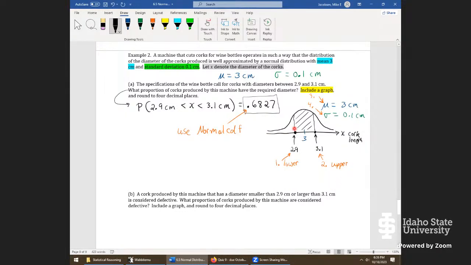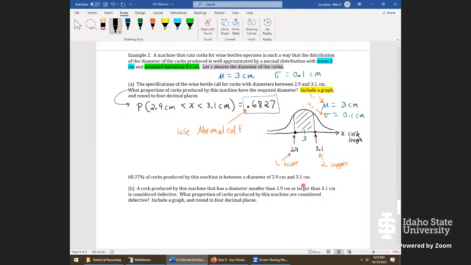I would probably go about like this. And this is pretty much where chapter 5 is helping us out because it's identical to chapter 5. Start right here and we'll say 68.27% of corks produced by this machine. The reason I said corks produced by this machine is because that's what X was defined to be. X is the diameter of the corks. So I'll say corks produced by this machine is between a diameter of 2.9 centimeters and 3.1 centimeters. And that would be our interpretation on this one.